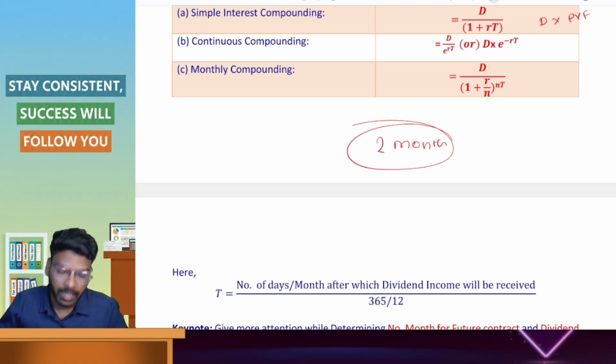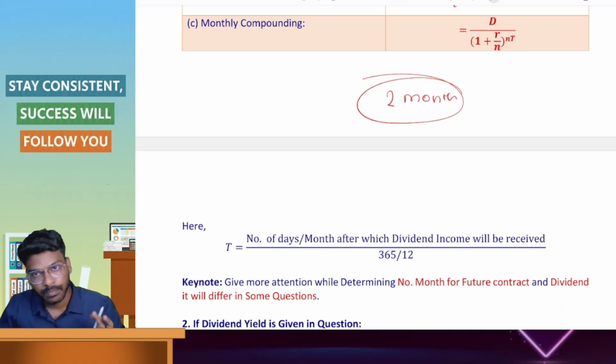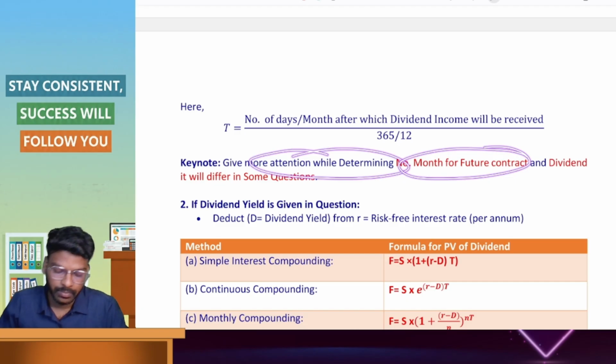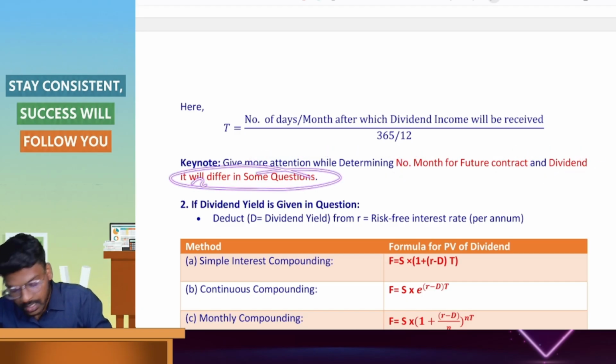In case of dividend, the dividend will be paid by the company within 2 months, so we have to use 2 months for the T computation. In case of maturity, it will happen 3 months later. So 3 months and 2 months will be different, and we have to use the different periods for the computation. Note: give more attention while determining the number of months for the future contract and also for the dividend. It will differ in some questions.